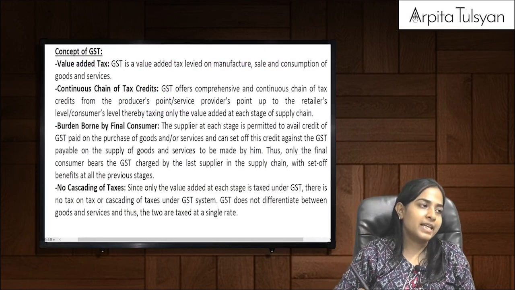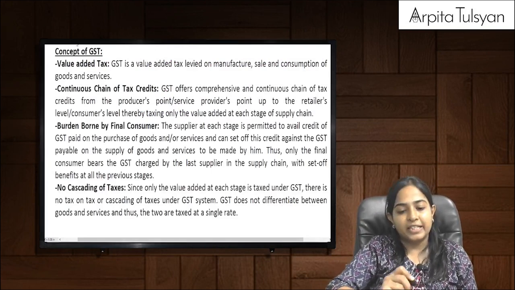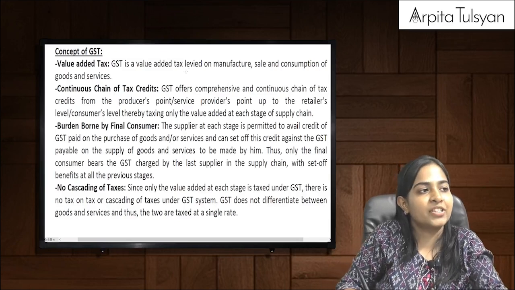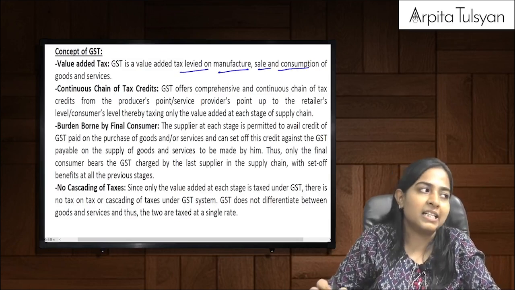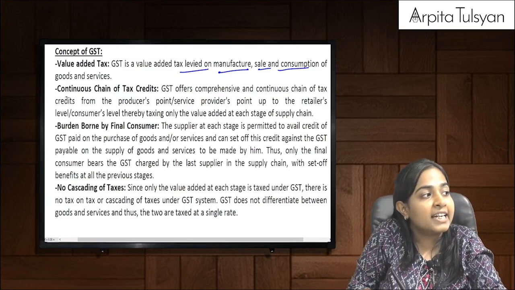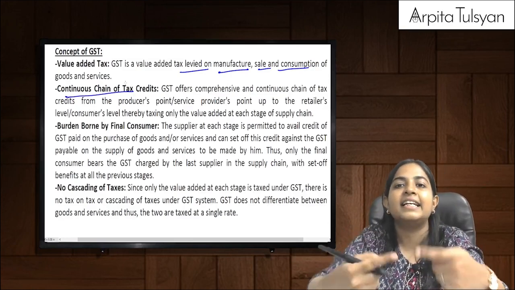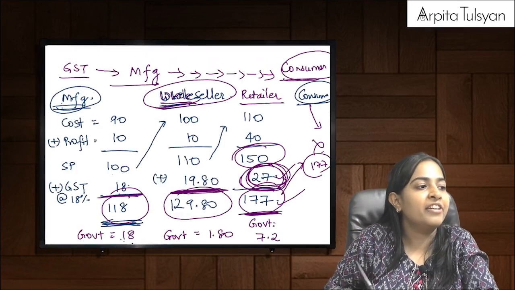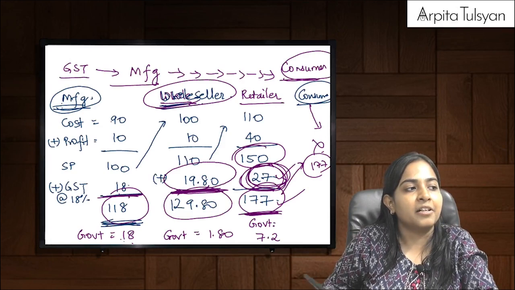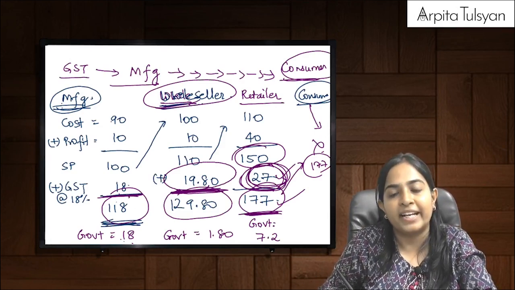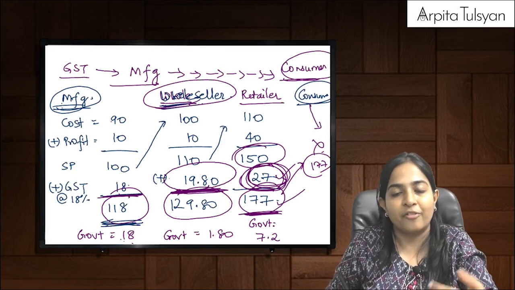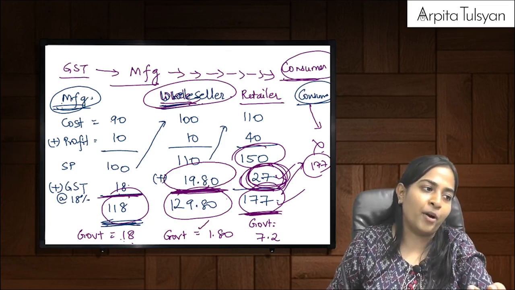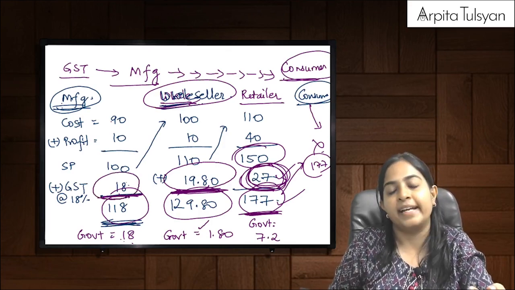Now see, everyone here, the concept of GST, just try to understand. So GST, as we already know, is a tax which is levied on manufacture, sale and consumption of goods and services. Continuous chain of tax credits. Did you understand that? At every level, the other person, like your wholesaler, was taking the credit of the tax which was paid by the manufacturer. Remember? Instead of paying 19.8, we paid only 1.8 to the government because we took the credit of 18.